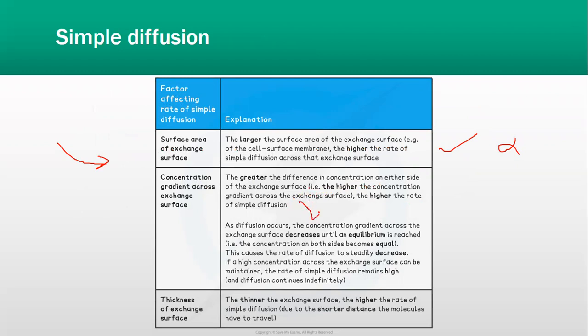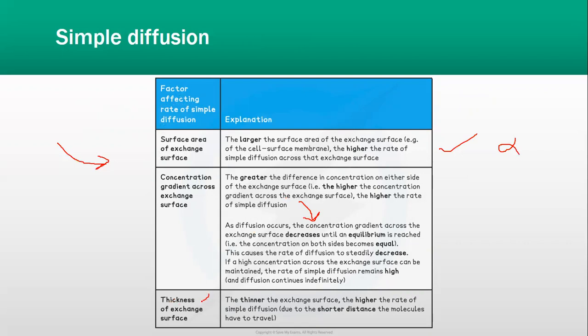So as diffusion occurs, the concentration gradient across the exchange surface decreases until an equilibrium is reached. For example, the concentration on both sides becomes equal. This causes the rate of diffusion to steadily decrease once the equilibrium has been reached and the concentration on both sides is now equal.